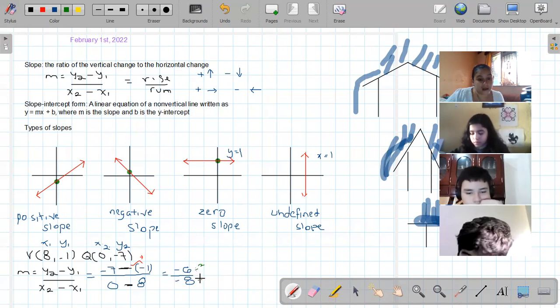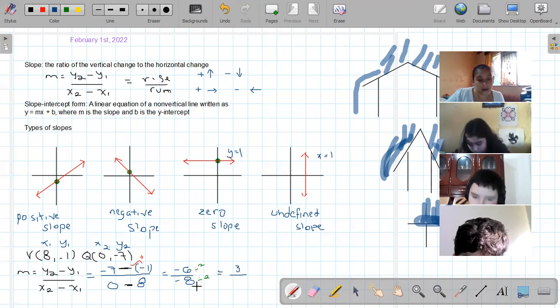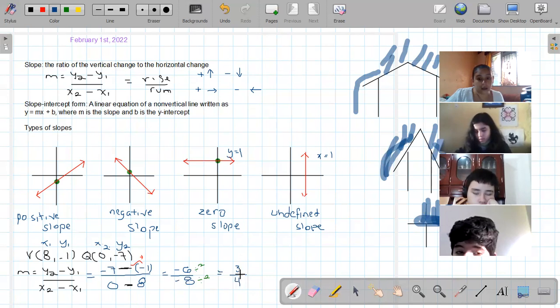But not only that, I can also multiply the signs, because negative times negative is positive. Okay, so my answer is going to be positive now. So 6 divided by 2? 3. And 8 divided by 2? 4. So the slope is 3 over 4. That's how you find a slope with two given points.